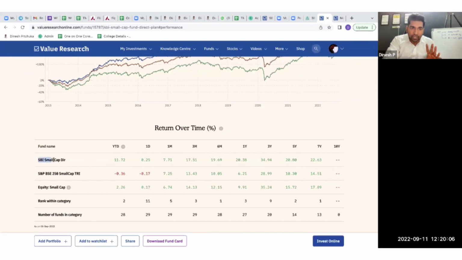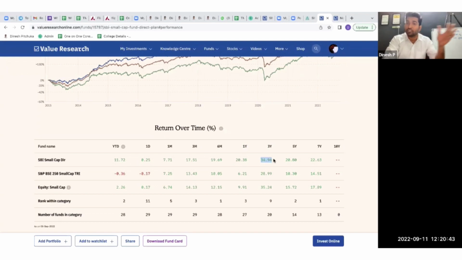So when you're looking at this particular fund, this is SBI Small Cap. YTD is year to date, from January 2022 till yesterday. What is the return? 11.72. Last one day, yesterday, the last working day, Friday, how much was the return? Last 1 month, how much was the return? 7.7. 3 months, 17.5. 6 months, 19.69. 1 year, 20. Say 3 years, 34.94, for the last 3 years' return.